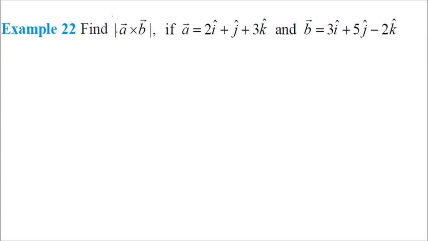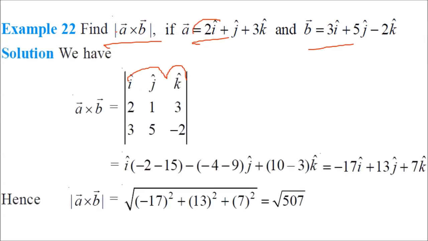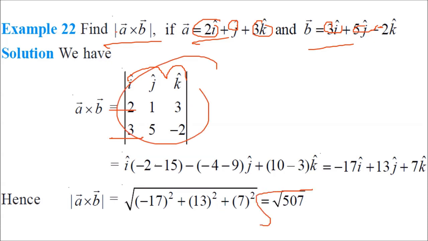Now we have to find a cross b, where a and b are these. Just put i, j, k, the position vectors, 2, 1 and 3, here 3, 5 and minus 2, and just solve it. You will get a cross b. Just take the magnitude.